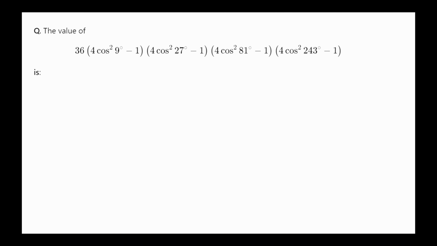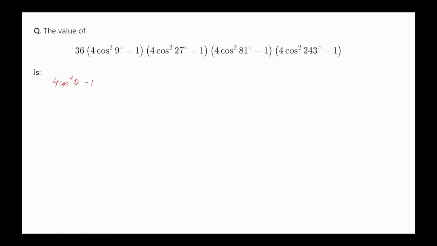Let's look at this question now. The value of 36, 4 cos square 9 minus 1, and we have a lot of values. So first what I'll do is I'll try to assume this to be 4 cos square theta minus 1. Now I'll try to simplify this in some format so that I can find out my value.